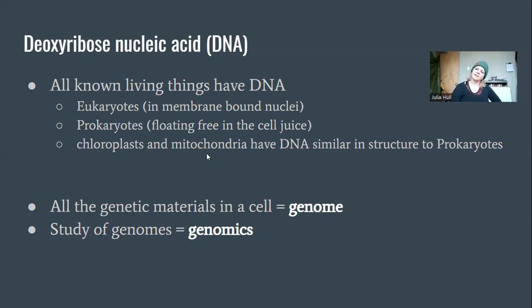Chloroplasts and mitochondria of eukaryotic organisms also have DNA that's similar in structure to prokaryotes. So every mitochondria inside your body also has one chromosome in a circle, just like prokaryotic organisms. I wonder why. All the genetic material in a cell is referred to as the genome. That's all that genetic information. And then the study of genomes is called genomics.